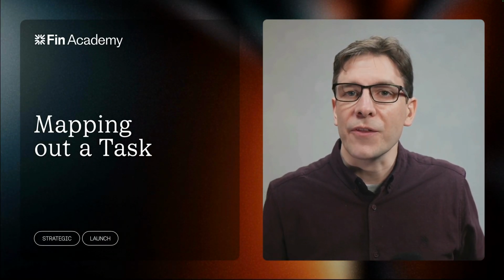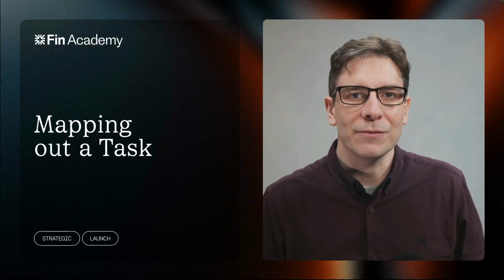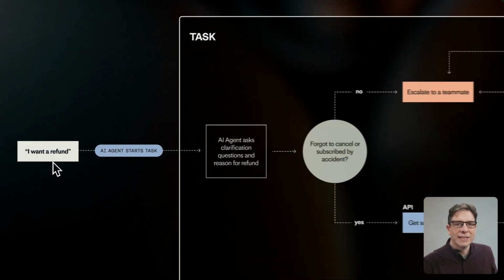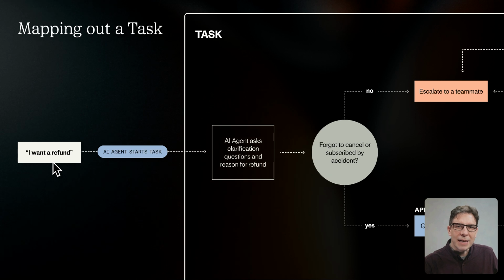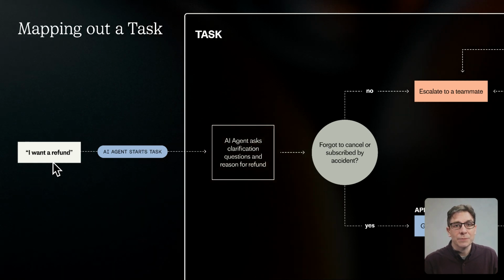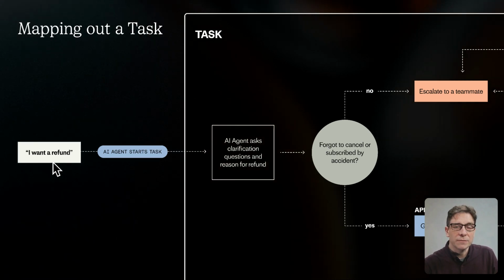So when you've decided on the first use case for your first task, it's time to map it out. Consider how your human agents work today. What decisions must they make along the way, and what data integrations are necessary? Let's walk through an example. This example is about how to automatically issue a subscription refund to a customer.